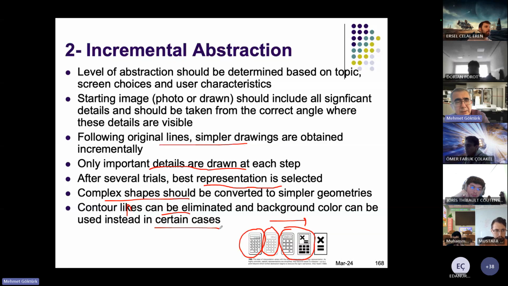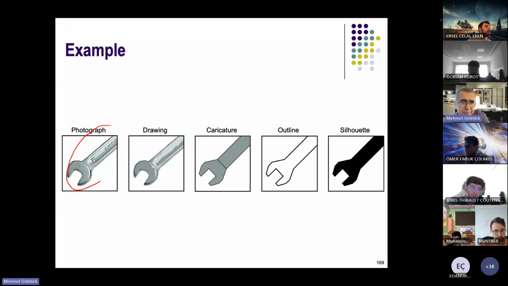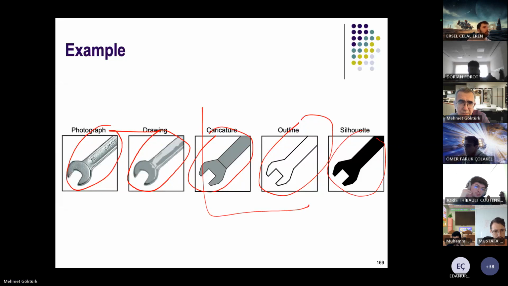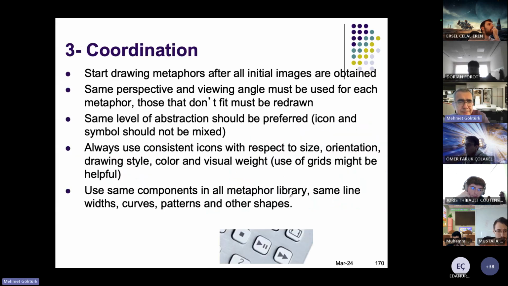So lines can be eliminated. For example, start from the photograph, convert it to drawing, then convert it to caricature, switch to outline, and silhouette. So these two, maybe, is the actual meaning in the icon.